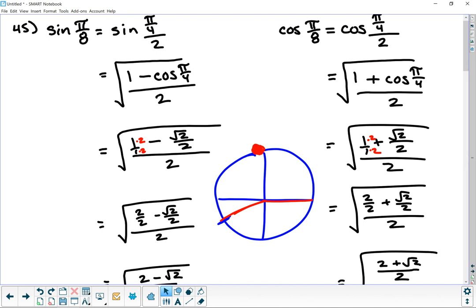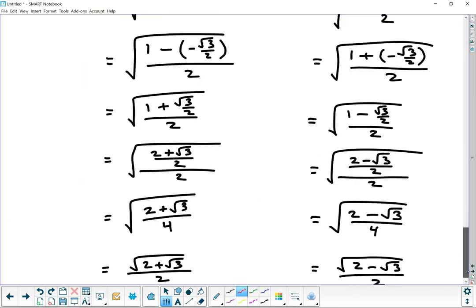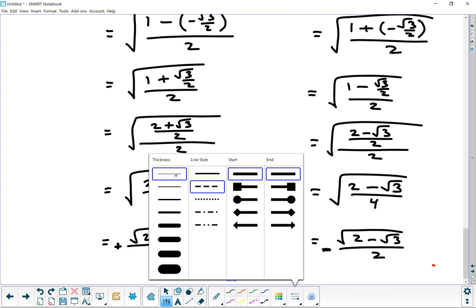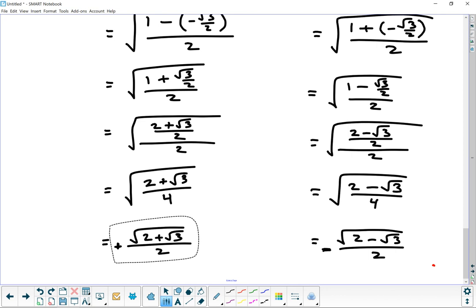Okay. And so when I do the sine, the sine is going to be up, which is positive. The cosine is going to be to the left, which is negative. Right? So when I do my cosine, it's going to be negative, and when I do my sine, it's going to be positive. And those are my two final answers for number 48, the sine and cosine of 7 pi over 12.